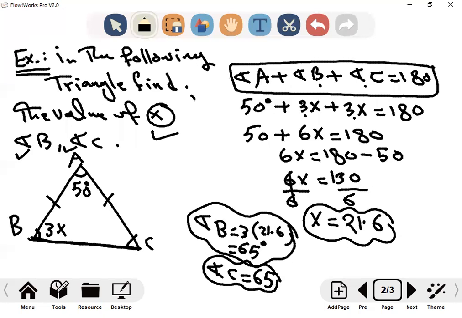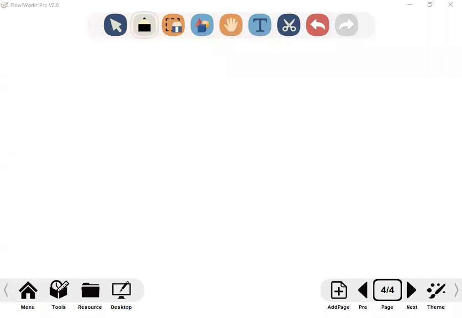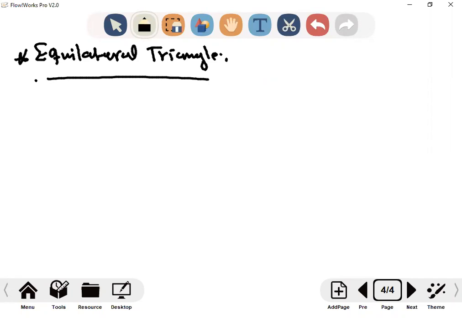This is example 1. The equilateral triangle. In this triangle, all sides are what? All sides are equal, have the same lengths. But if all sides have the same lengths, then all angles have the same measures. So what's the equilateral triangle?